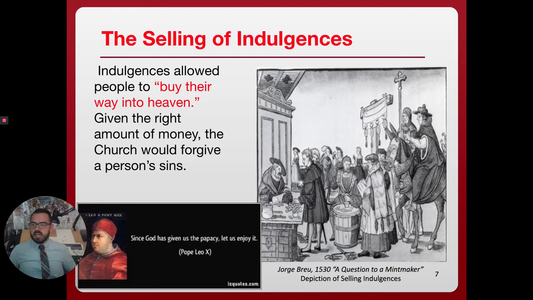Let's say you have an uncle, and he's just sinned all the time, right? He's a terrible person, and he's racked up a lot of sin debt, but he's still a faithful Christian. He just messes up a lot, right? He can buy off all those sins just by paying money to the Catholic Church, and those sins will be forgiven. Now, this gets a little bit confusing. It's not exactly buying your way into heaven. It's a little bit different.